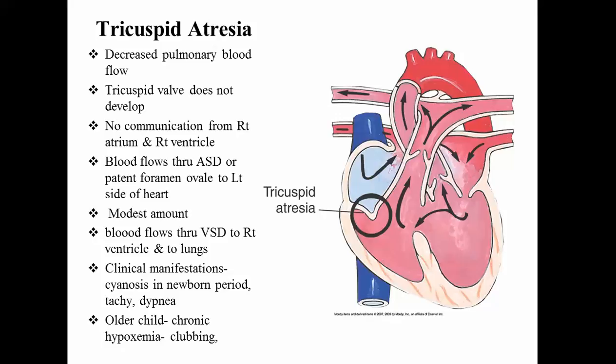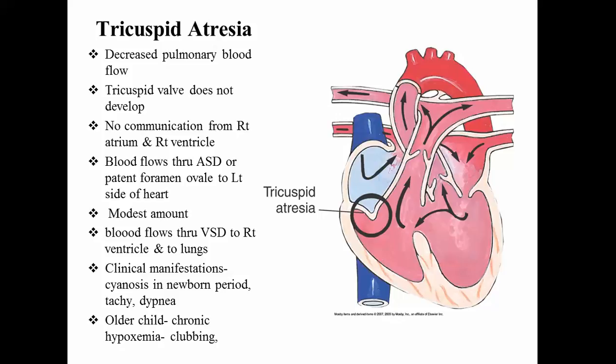So you're going to have systemic desaturation. Now, if there is a pulmonic stenosis, because it's associated with this defect, depending on the degree of the stenosis, there will be decreased pulmonary blood flow, which is not good. That makes it even worse. So the clinical manifestations would be cyanosis seen in the newborn period. They may be tachycardic and dyspneic. Older children will show signs of chronic hypoxemia with clubbing.